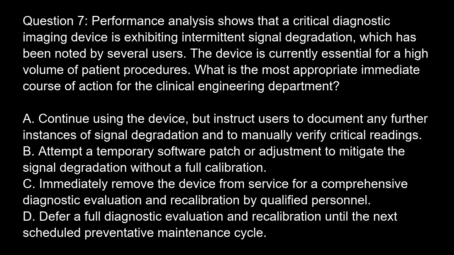Option A. Continue using the device, but instruct users to document any further instances of signal degradation and to manually verify critical readings. Option B. Attempt a temporary software patch or adjustment to mitigate the signal degradation without a full calibration. Option C. Immediately remove the device from service for a comprehensive diagnostic evaluation and recalibration by qualified personnel. Option D. Defer a full diagnostic evaluation and recalibration until the next scheduled preventative maintenance cycle.